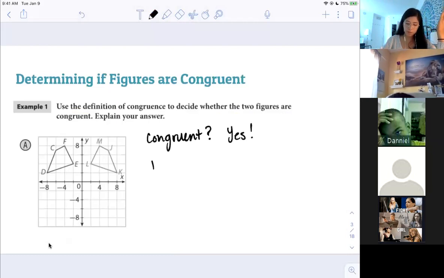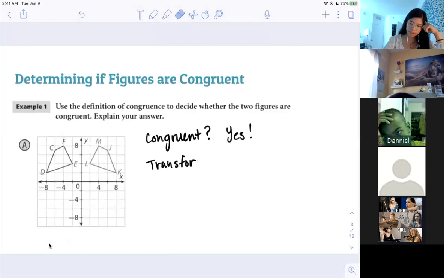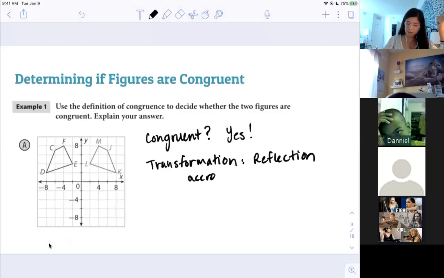What type of transformation was used to get from one to the other? A reflection. Be more specific. Over the y-axis. Good. Perfect. What did I just write? Transformation. Yes. Good, Tyrone. So you always want to give a full answer. And like Tyrone said, this is a reflection across the y-axis. Boom, done. Any questions on this one? Nope.